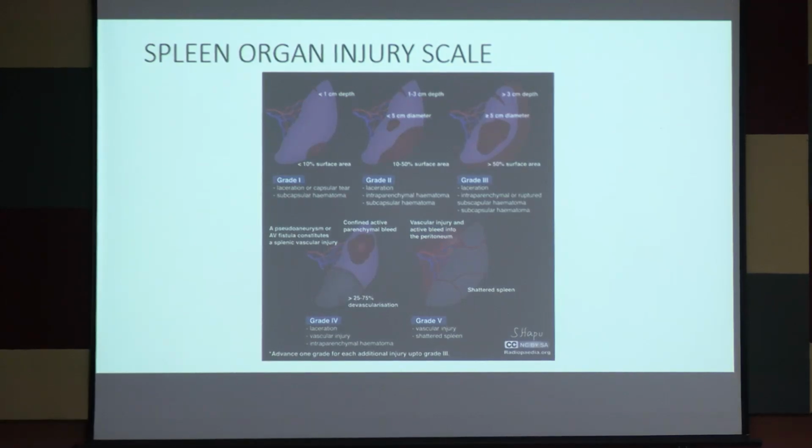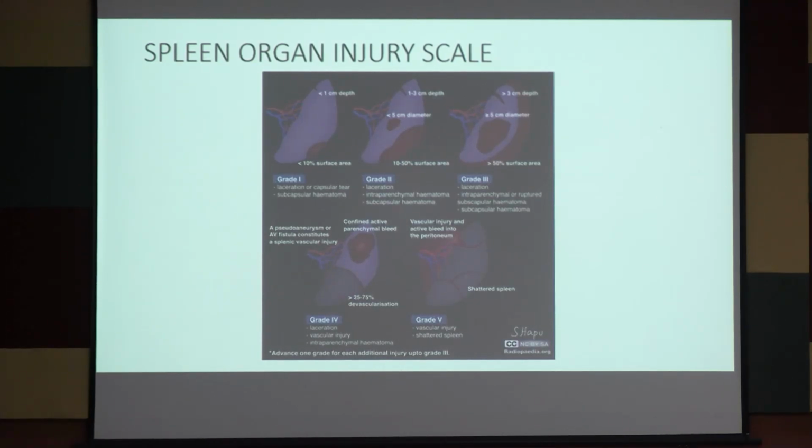From grade 3 onwards there is expanding subcapsular hematoma. Because if there is a subcapsular hematoma and it is expanding, it will cause pressure on the spleen and it will cause further tear of the spleen. So only grade 3 is important. In grade 3 there is more than 3 centimeter depth of laceration or rupture, up to 5 centimeter, and more than 50% of the surface area is involved.